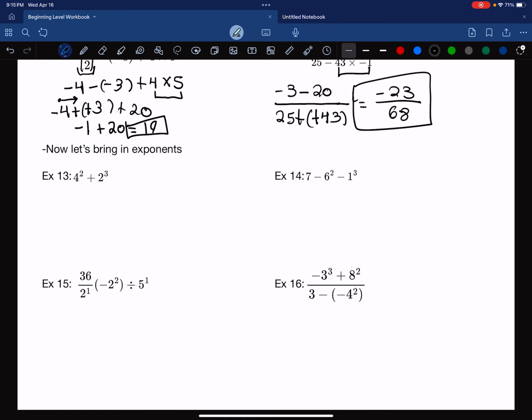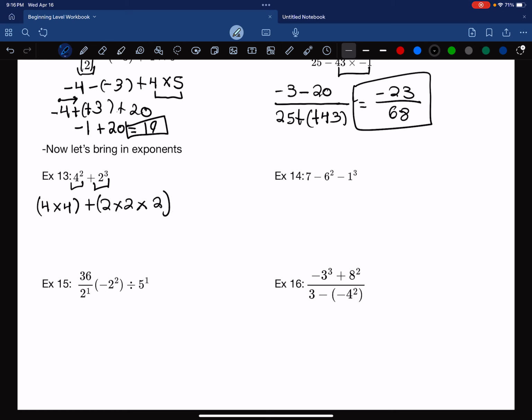So we have 4 squared plus 2 cubed. To first simplify this, we're going to simplify the numbers with exponents first. Remember, when something is squared, that means we multiply that number by itself 2 times. So we're going to have 4 times 4, because that's what 4 squared is. And then we're going to have 2 cubed, or 2 to the 3rd power. So we're going to multiply 2 by itself 3 times. Not times 3, times 2. So this is what we should have.